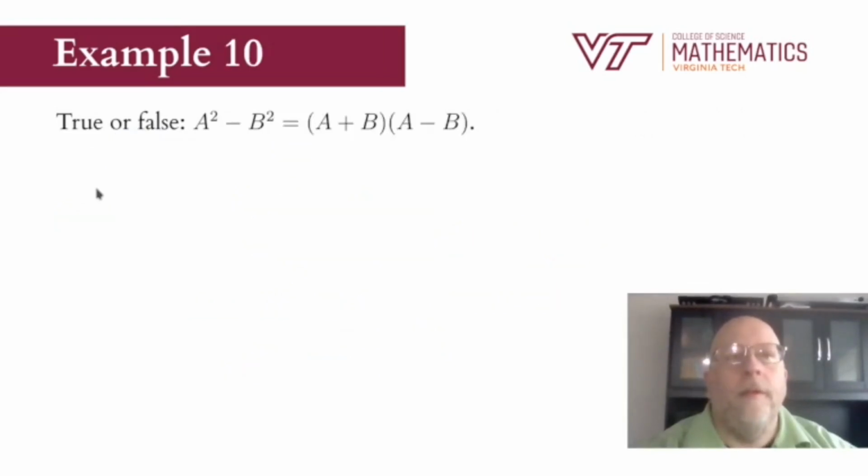All right. The difference of two squares. So A squared minus B squared, we can factor that into (A plus B)(A minus B). Well, that also has a problem.